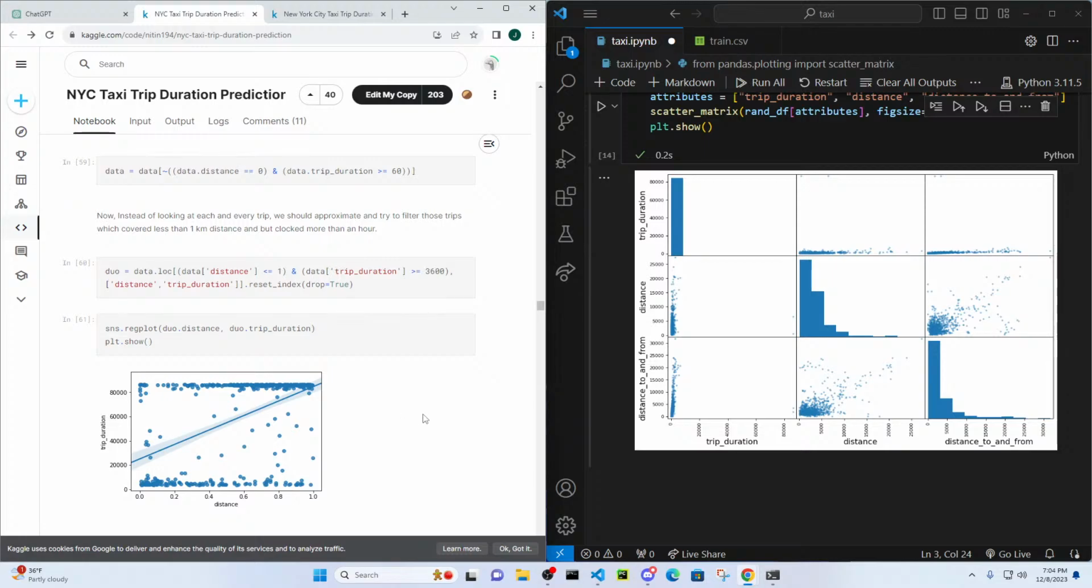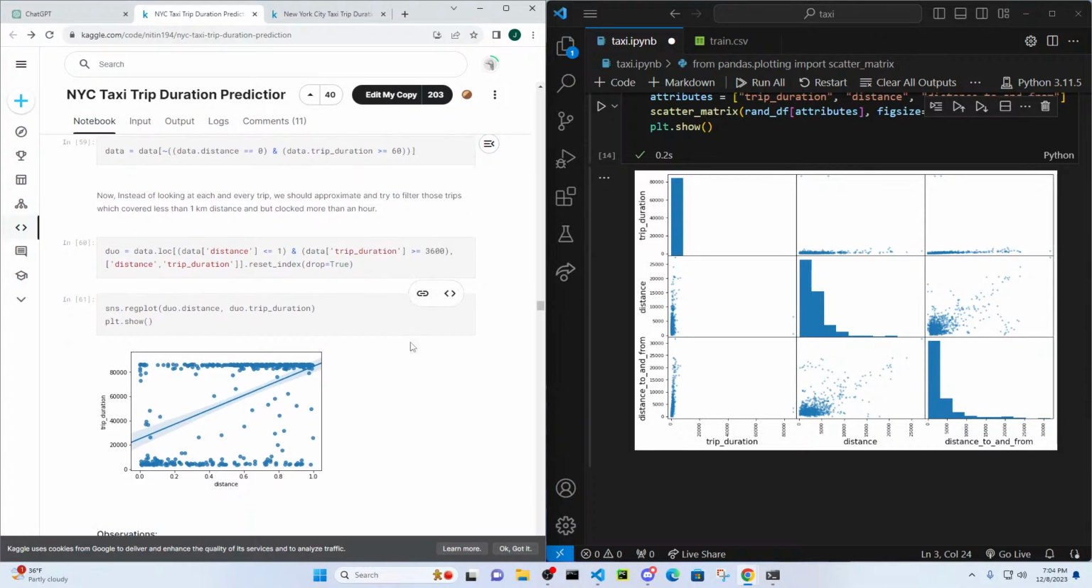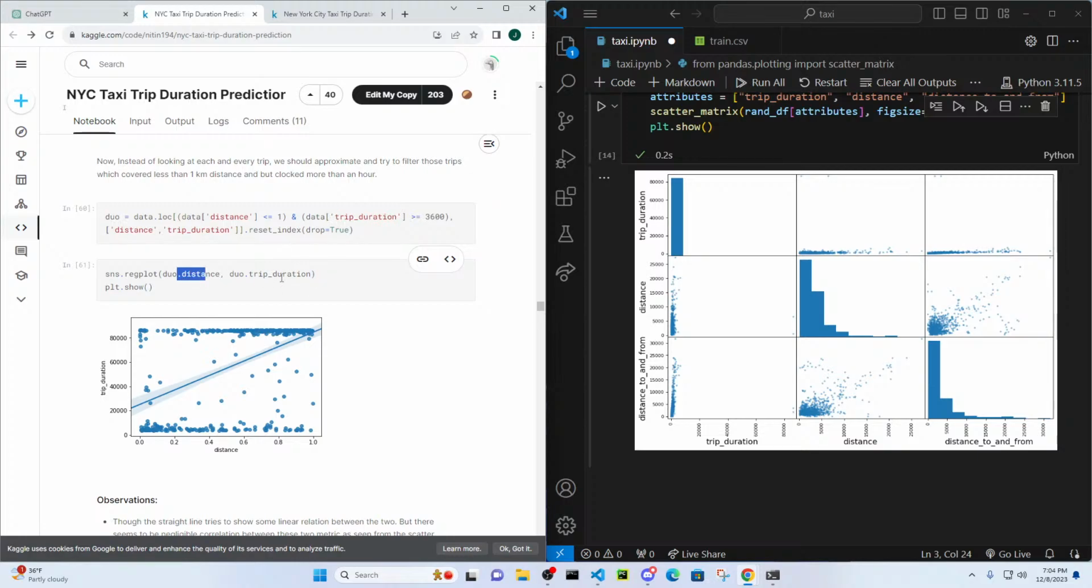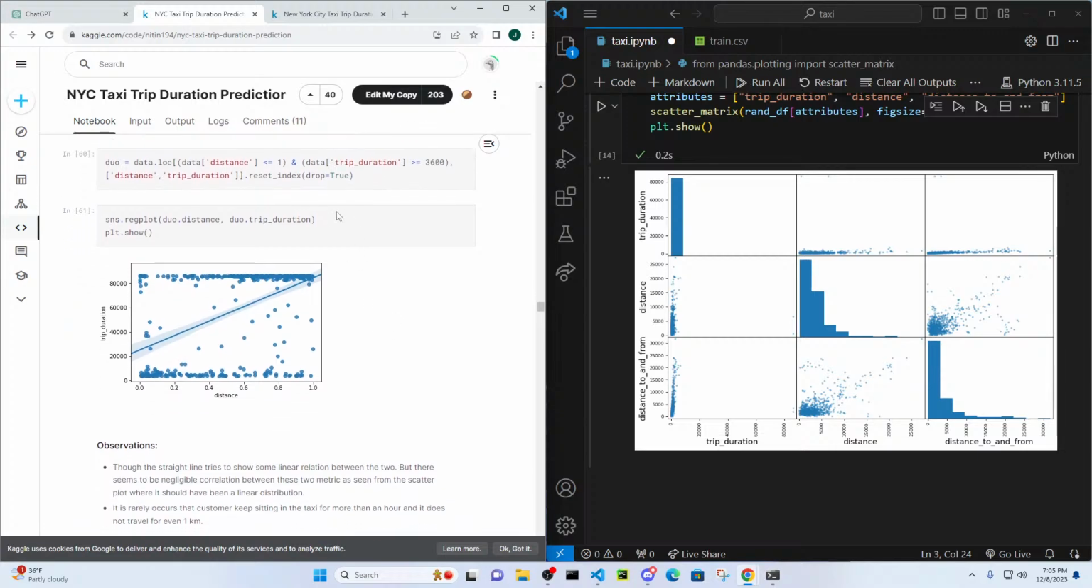Well, it is New York. So take the distance that is less than or equal to 1 and a duration that is greater than or equal to an hour, and distance, trip duration. And you can see trip duration, wow, distance. And so what's this line here then? And what's this blue shading?